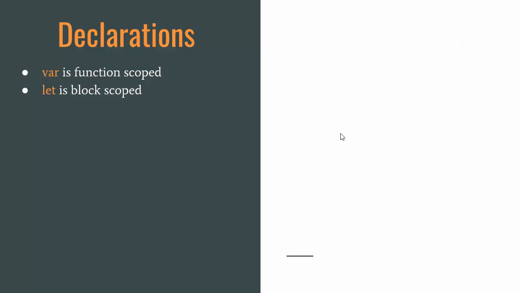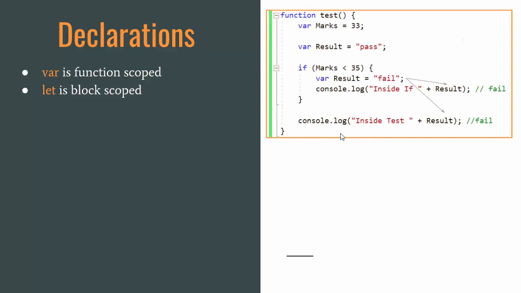Var is function scoped and let is block scoped. Now what do you mean by function scoped and block scoped? Let us see that. Say I have a function called test and I'm declaring a variable var marks 33, var result pass.